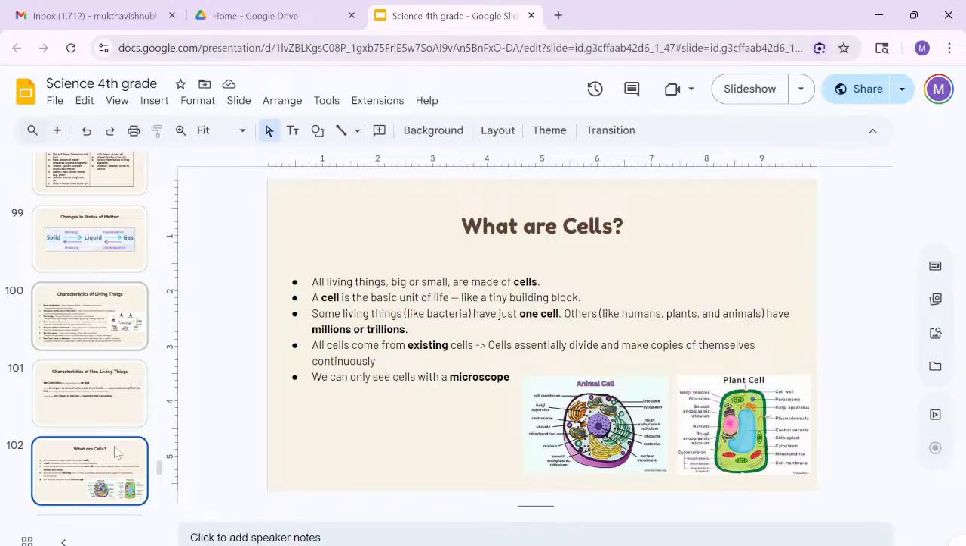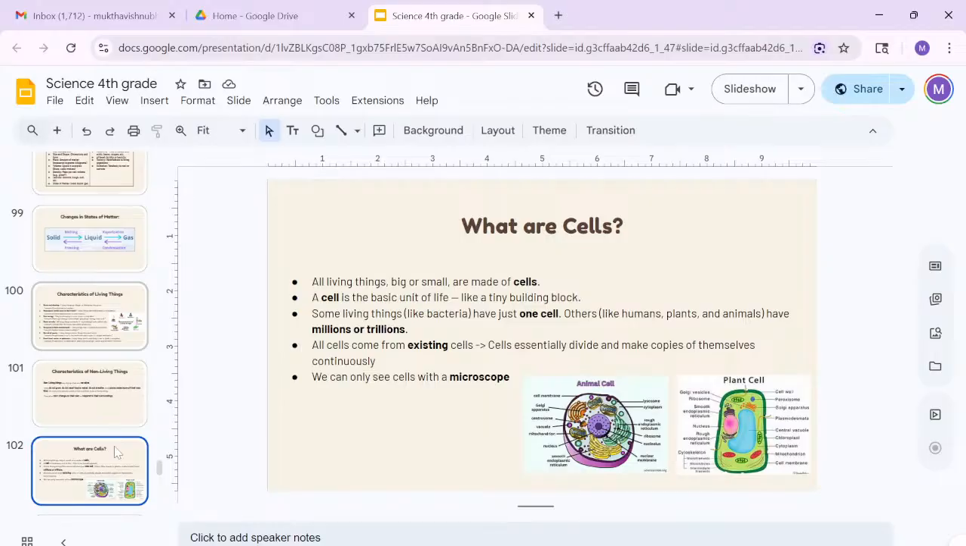So, what are cells? All living things, big or small, are made up of cells. A cell is the basic unit of life, like a tiny building block, but for life. Some living things like bacteria have just one cell. Others, like humans, plants, and animals, have millions or trillions of cells. All cells come from existing cells. Cells essentially divide and make copies of themselves continuously through a process called mitosis or meiosis.